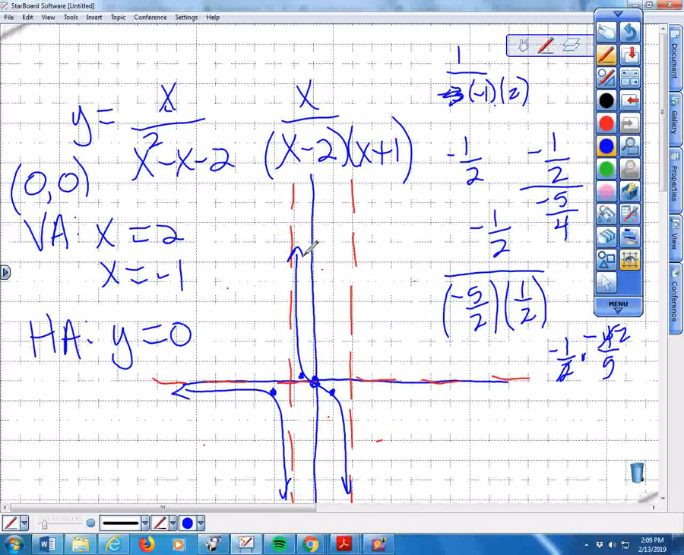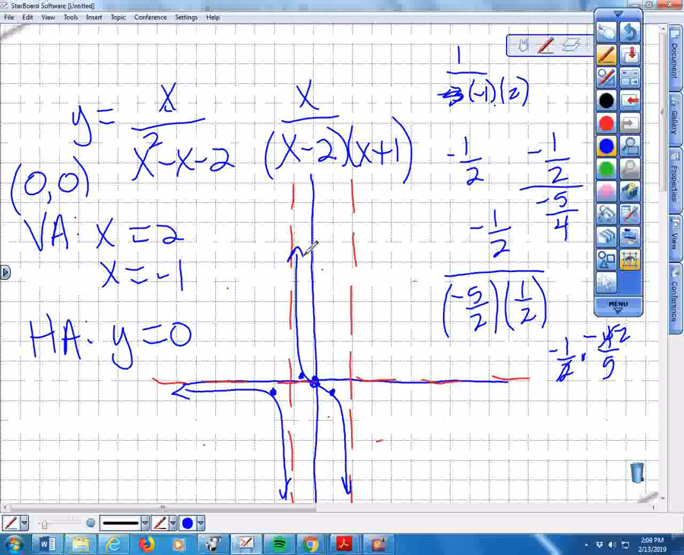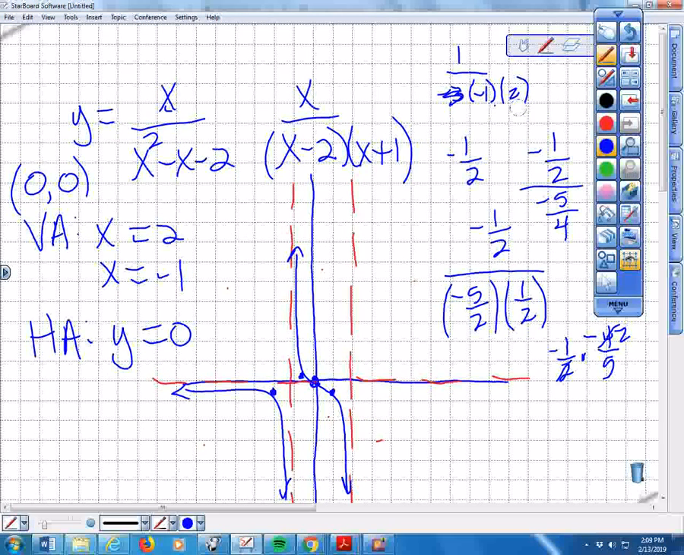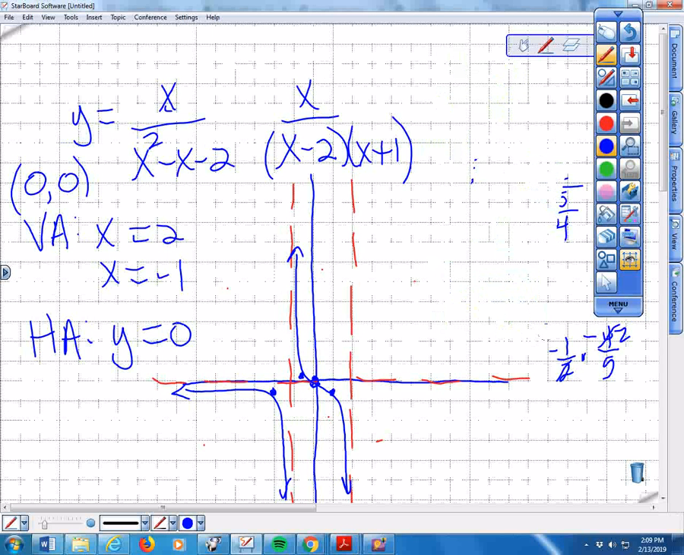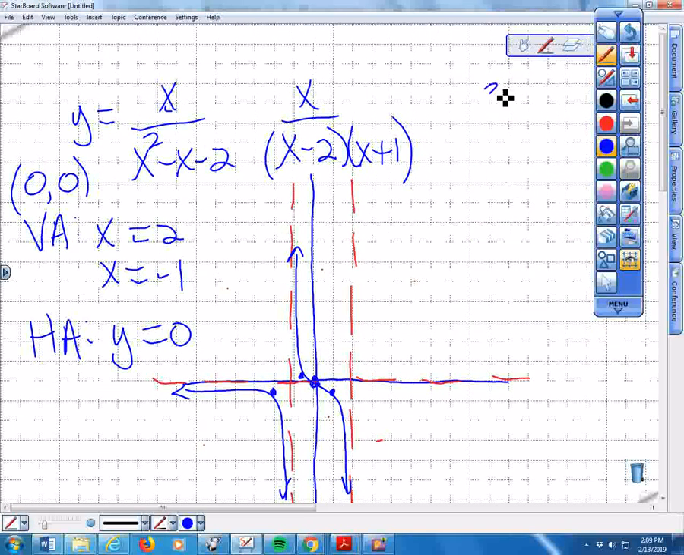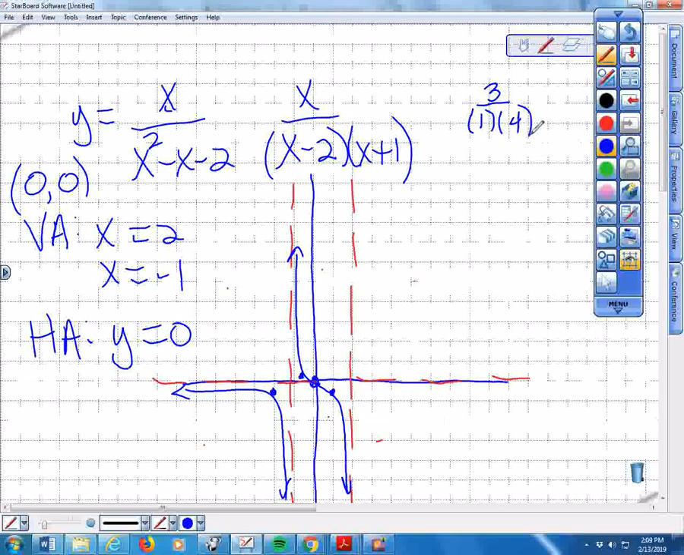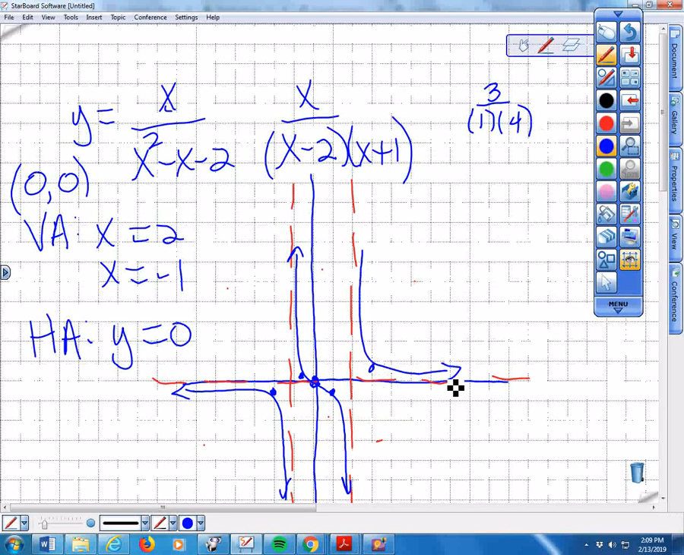Making sense? Okay, and then finally, this part is either going to be some shape down here or some shape up here. So let's just pick 3. Three minus 2 is 1. 3 plus 1 is 4. 3/4 at 3. So I'll call it like that.